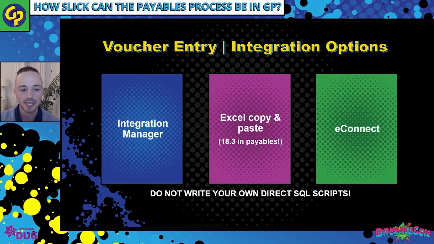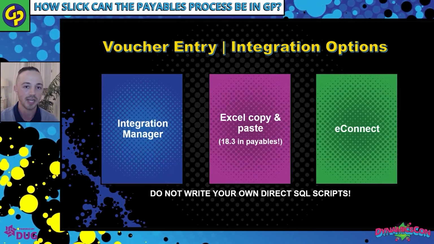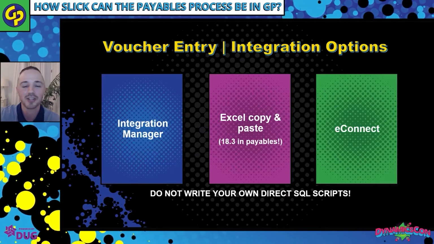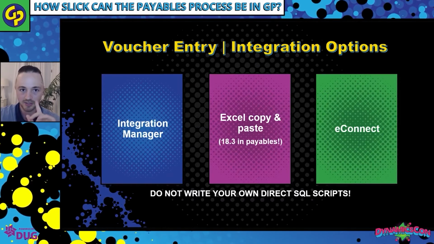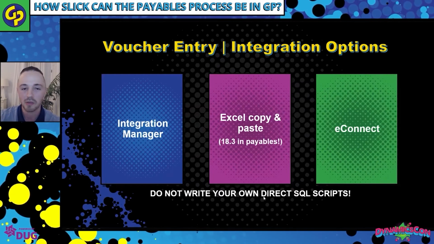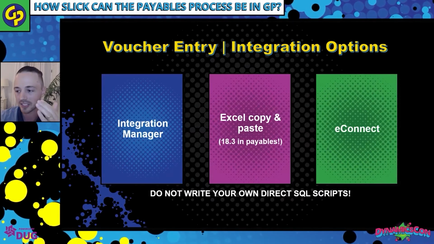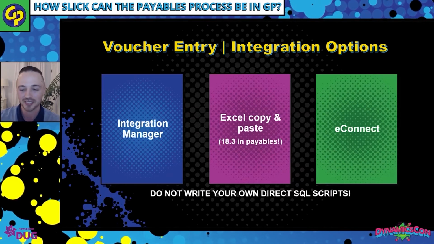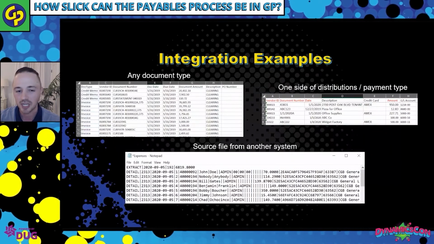And then also eConnect. I explain eConnect as roads to integrate data. So if anyone ever comes to you and says, look, we're going to write an integration to GP and we'll figure it out, we know SQL, we can figure out where the data goes, no, never do that. Don't do it. You will get bad data. People will create a terrible integration. That's what eConnect is: rules for your integration. Let people use eConnect. Don't do direct SQL imports. So, Integration Manager, Excel copy and paste, and eConnect. Just a couple of examples here.